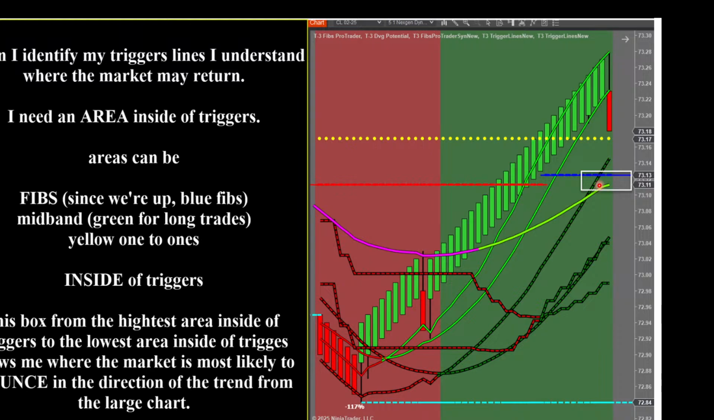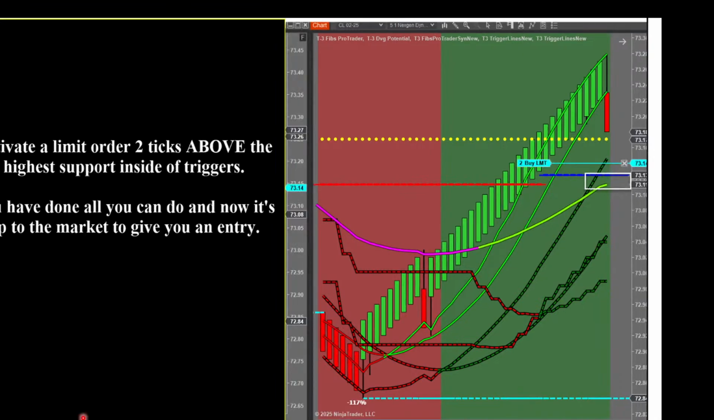This is from the highest point of support to the lowest point of support. This is where the small crowd is most likely to fail. This is where the market is most likely to bounce and continue with the trend. Guys, this is just a pattern that Nexgen's been teaching for 20 plus years. Little bit of study, you're going to learn to trust this pattern to the point to where you're going to activate a limit order a tick or two above that highest point of support, and now you've done all you can do.